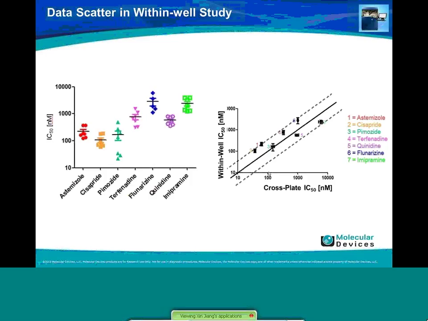And when you compare the IC50 values collected from this within-well fashion, or multiple compound addition into the same well fashion, and a cross-plate fashion, again, they are very similar. There is not a statistical difference between the IC50 values generated using either method.